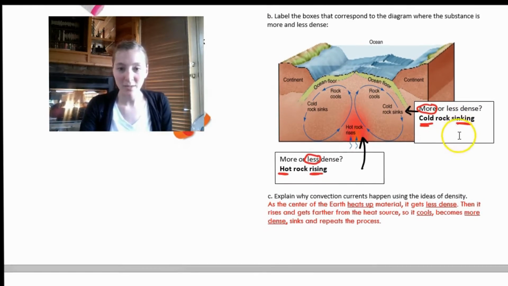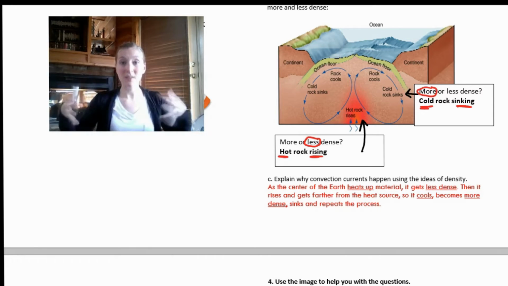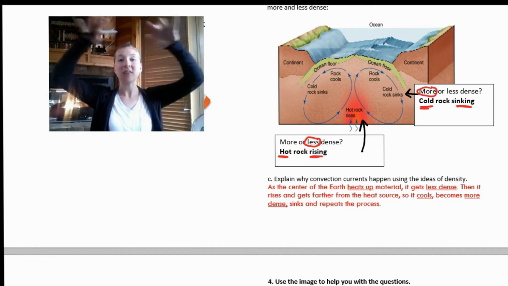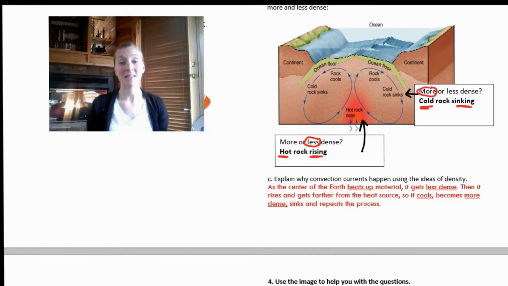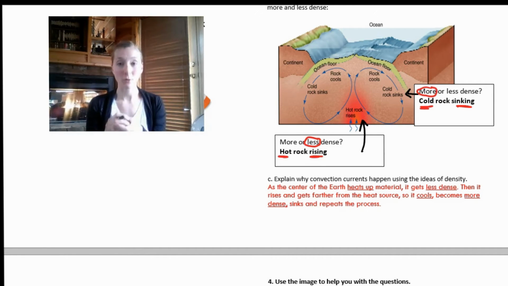Okay, so explain why convection currents happen. Well, I just kind of did that. So the idea is the inside of Earth is very hot. It heats up the particles. They spread apart. They become less dense and they rise. And then there's not that heat source up there. So they cool off, become more dense, and they sink. And it's all about the density. As they get hot, they spread apart, less dense. As they get cold, they come together, more dense.